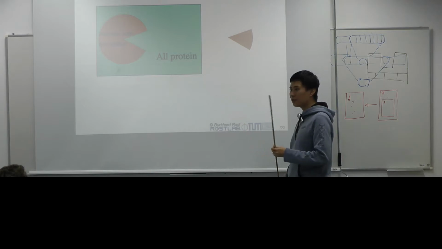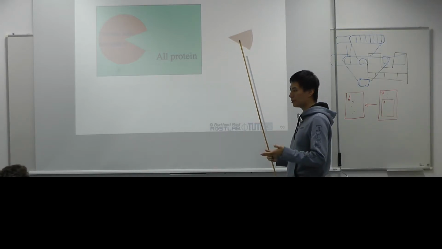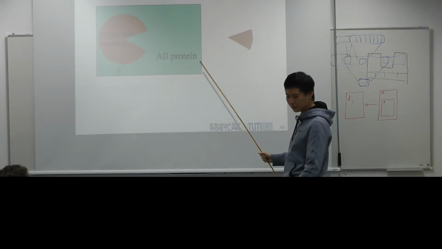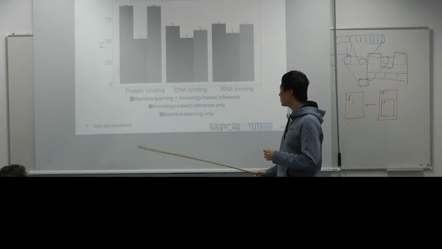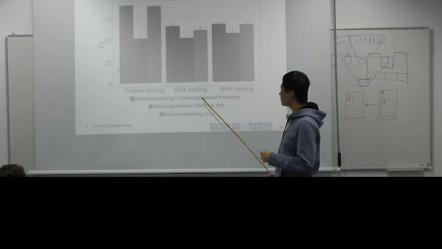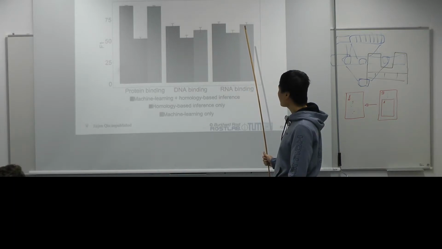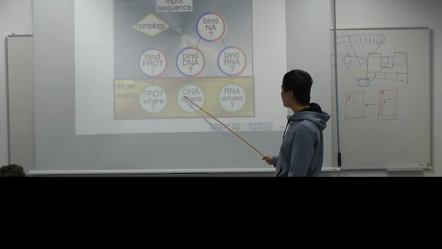Then I blast the input protein against this part to find whether it can hit some similar sequence. If it can hit some similar sequence, then we can transfer the annotation to the input protein. And this we can see here in the comparison, the machine learning plus homology-based inference achieved the highest score. Here, the black bar. And now we can move to the per-residue level prediction.